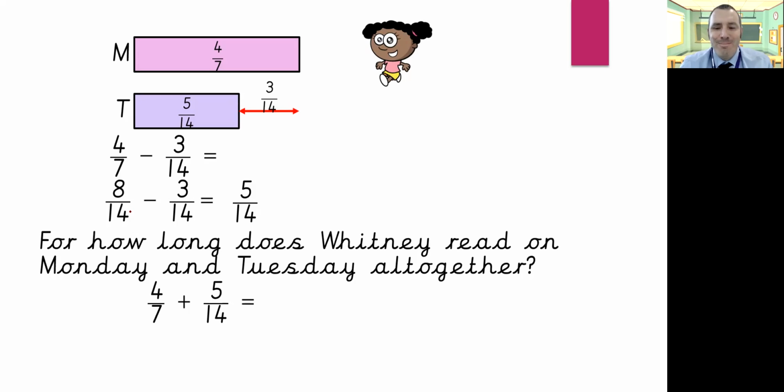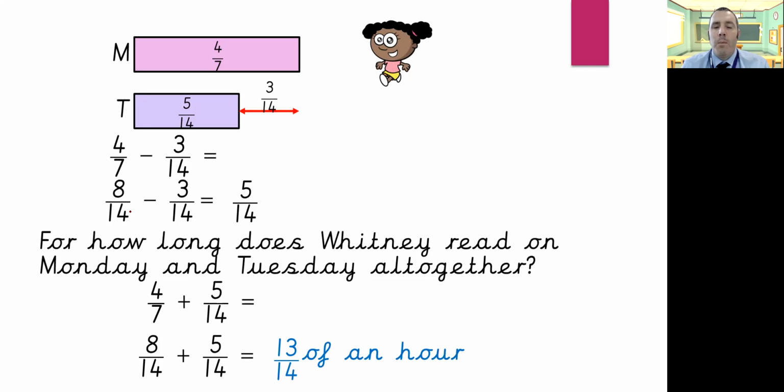Okay, all done? Fantastic. So we need to make 4/7 into something over 14. So to get 7 to 14, I multiply by 2, and 4 times 2 is 8. So 8/14 plus 5/14 gives me 13/14 of an hour in total.